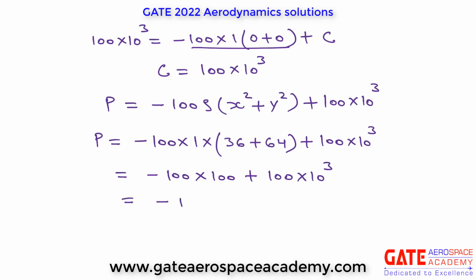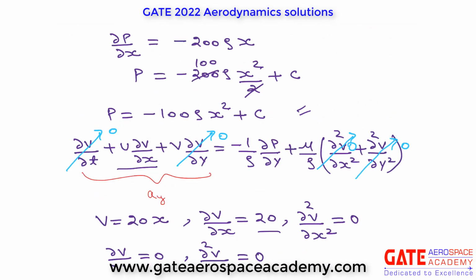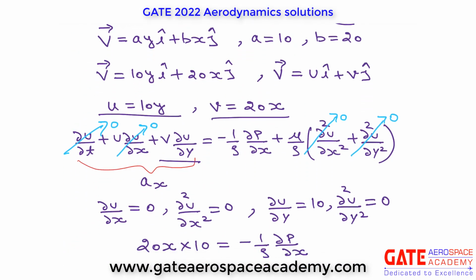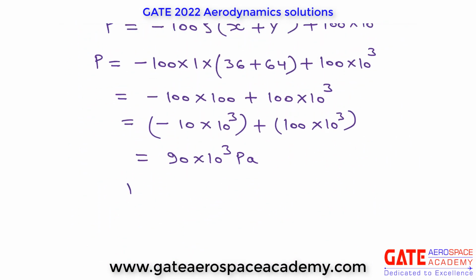So this will be minus 10 into 10 raised to power 3 plus 100 into 10 raised to power 3, means 90 into 10 raised to power 3 Pascal. So they are asking in kPa, right? In kPa, it will simply be equal to 90 kilopascal, right?